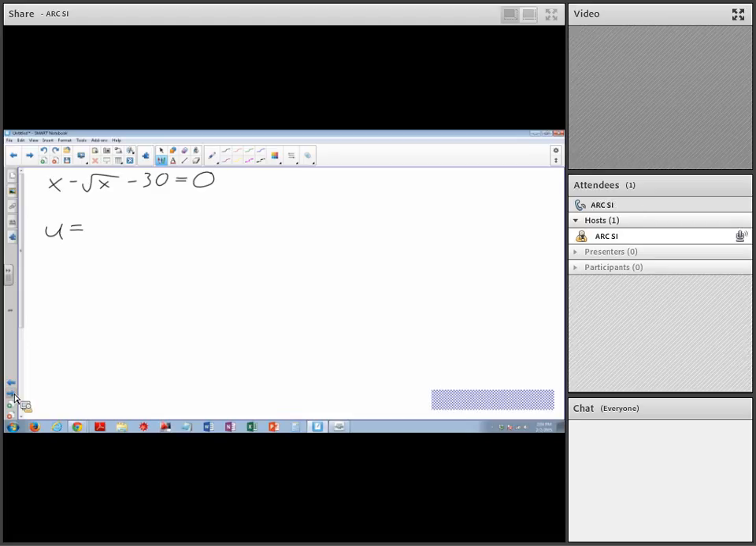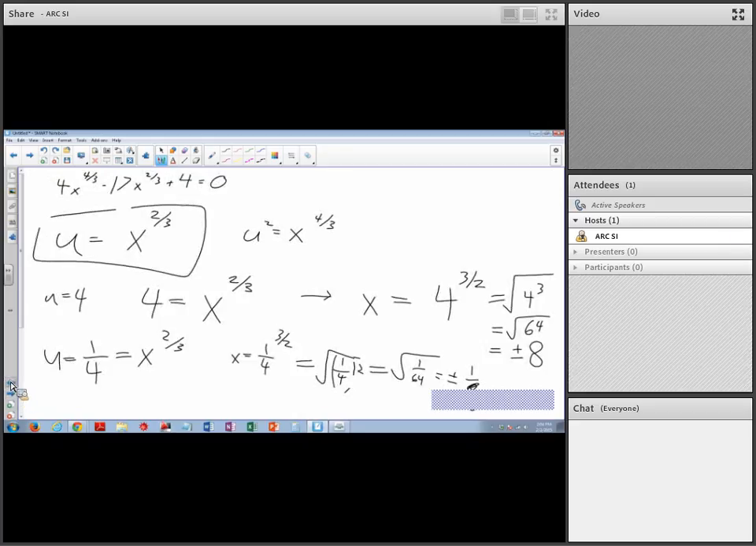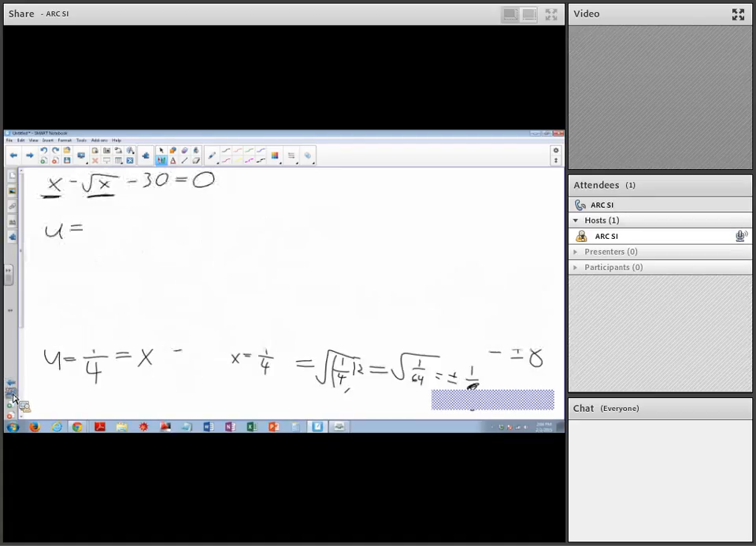So the key in these is that this thing is the square of this thing. Here, x to the 4/3 is x to the 2/3 squared. So then u squared would basically be x, and then u would be square root of x, or negative square root of x.